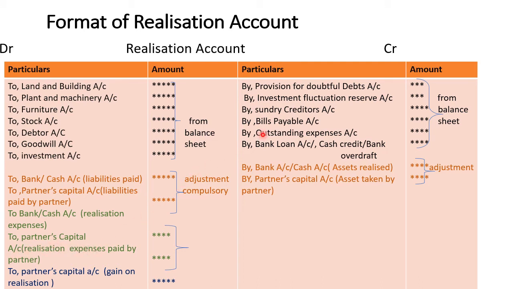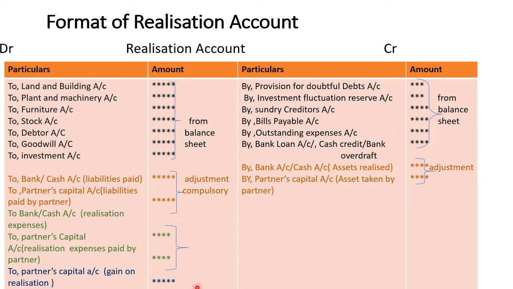Then we will total the credit side, total the debit side, and find the difference. If your credit is more and debit is less, that means it is a gain on realization, and it will be transferred to the partners' capital accounts in their profit sharing ratio or equal ratio.